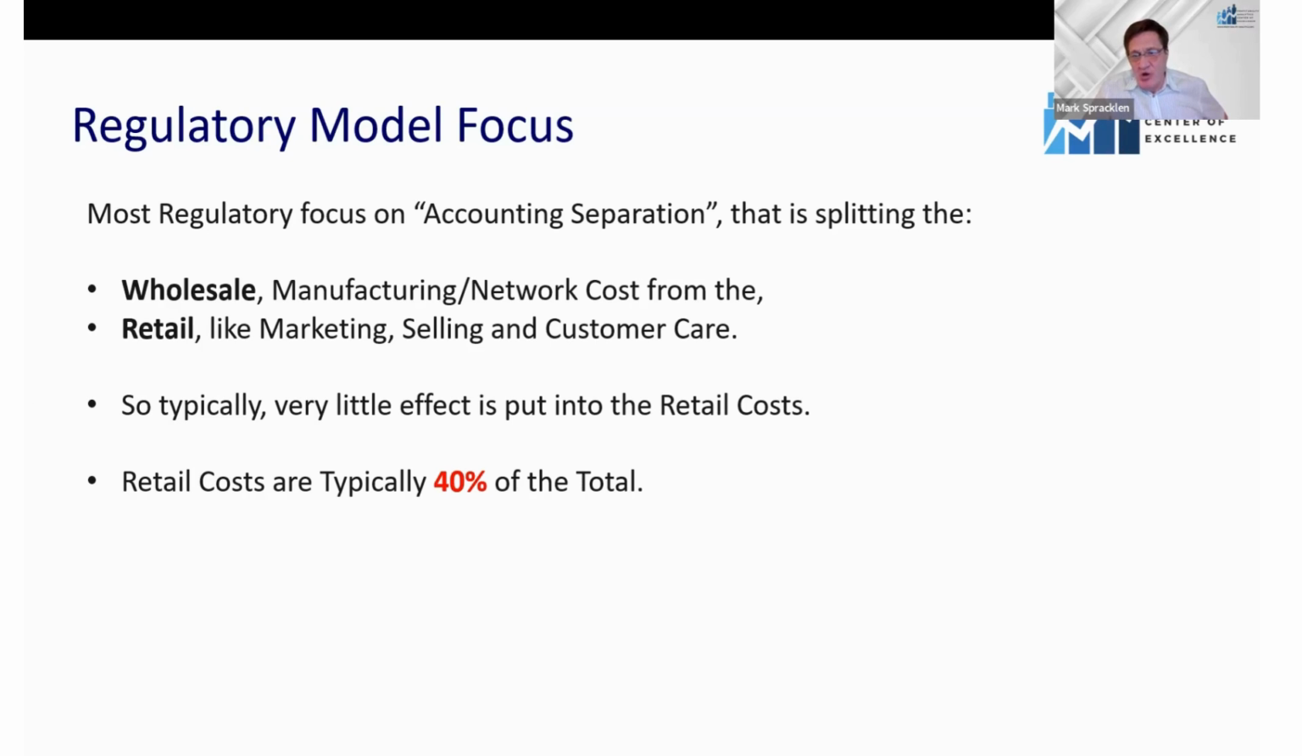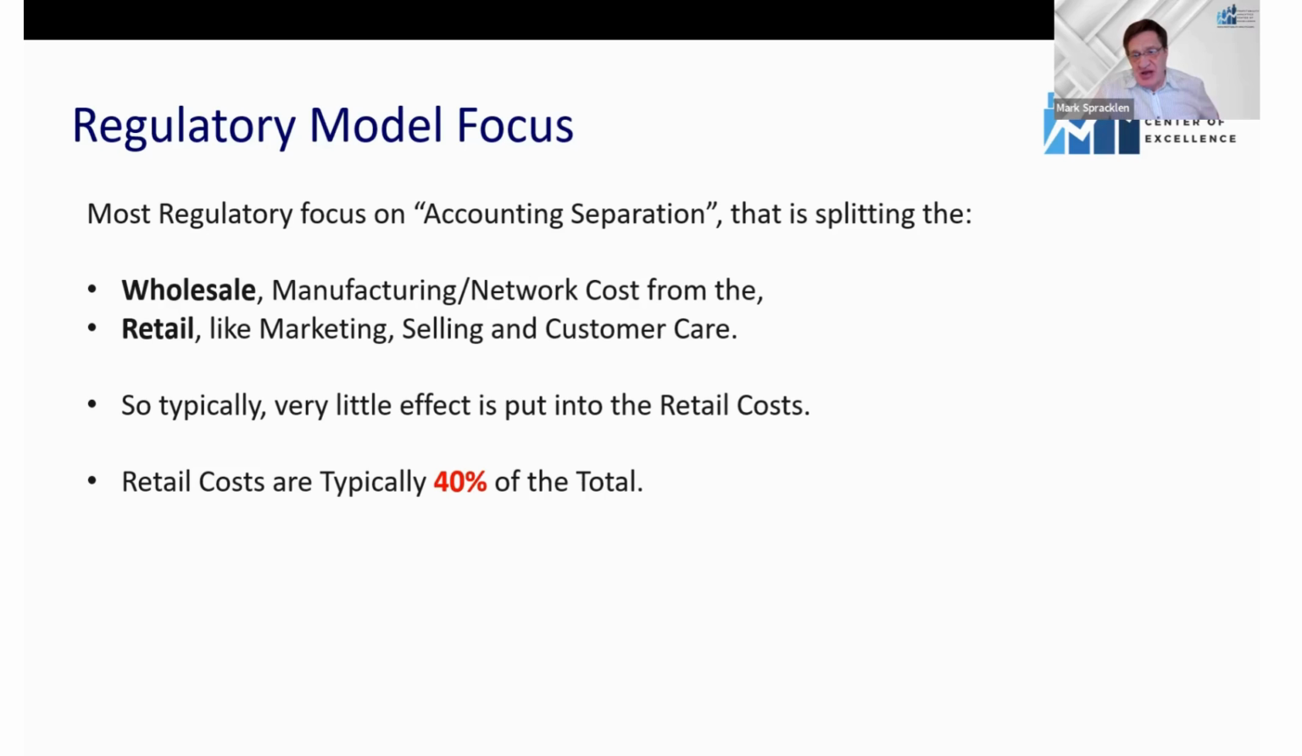And what I find in a lot of regulatory models, these costs aren't done very well at all, because they're basically excluded from the costs you're allowed to use with a regulated model. So a regulated model normally focuses on the wholesale costs. So this is the cost of producing, not the cost of selling the goods.